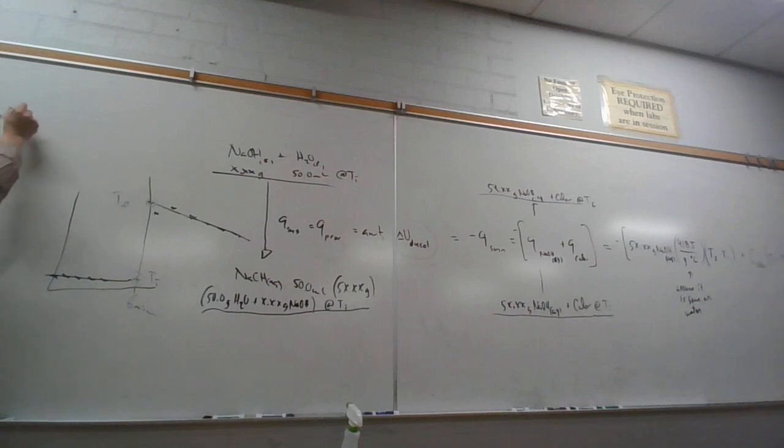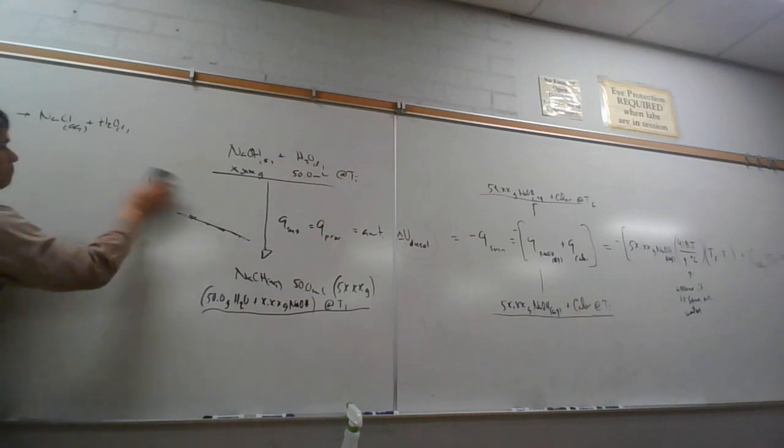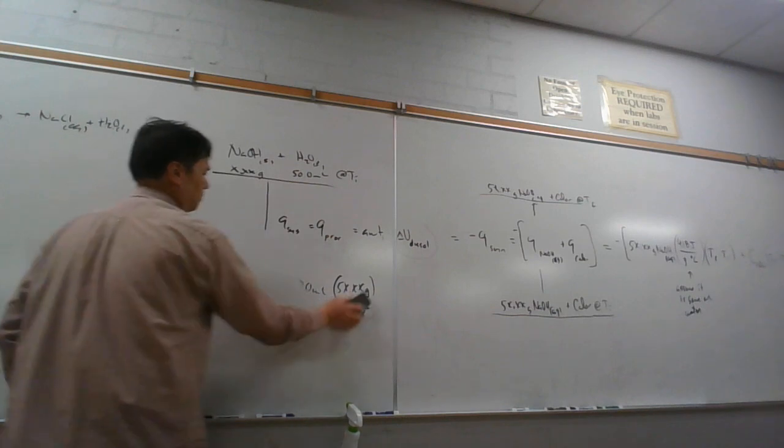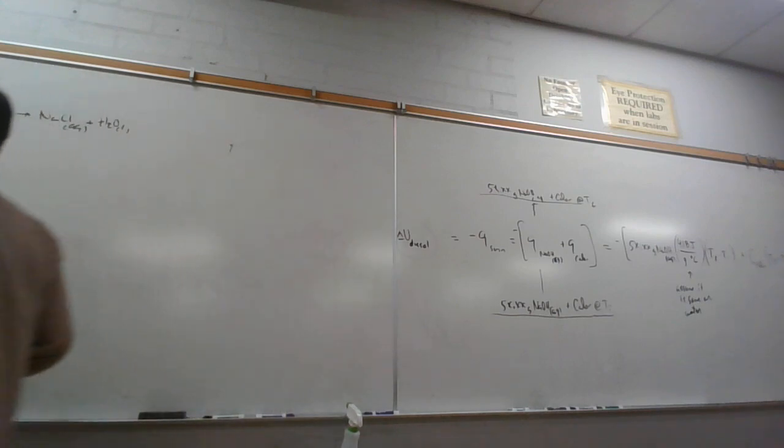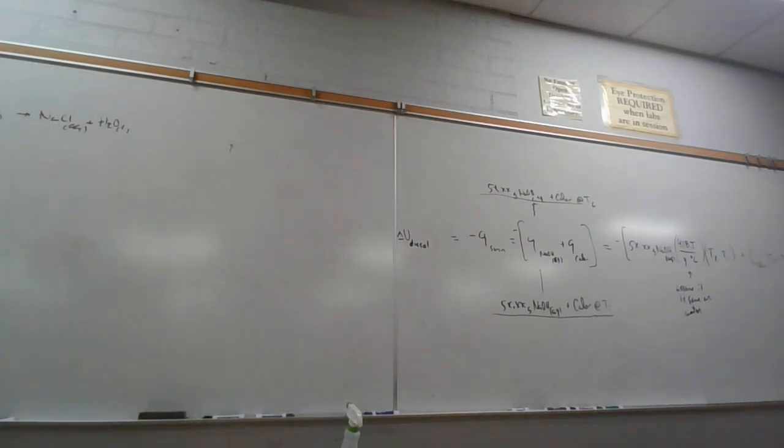But the products will be the same. It's just going to be sodium chloride. The product will be the same as the earlier reaction we did, which is aqueous sodium chloride plus water. So we're going to assume that the solid sodium hydroxide is the same temperature as the HCl. And so we're only going to have one temperature here. This is the temperature of the HCl solution.